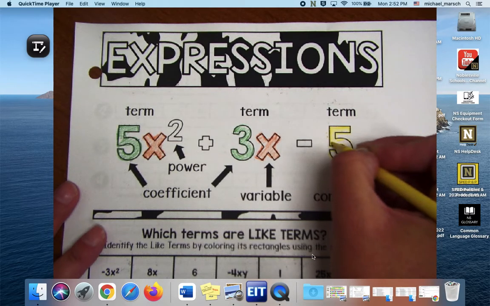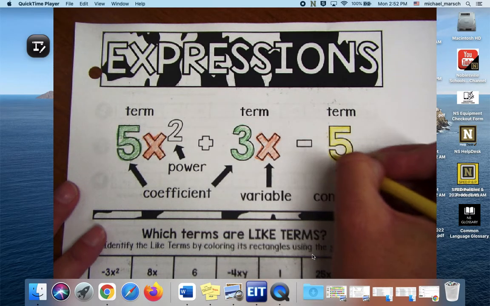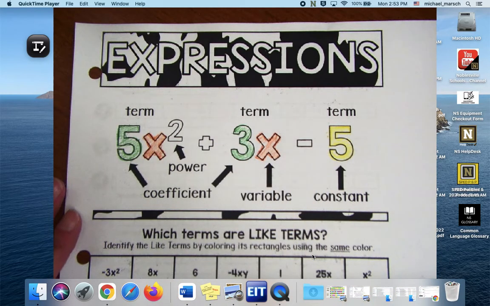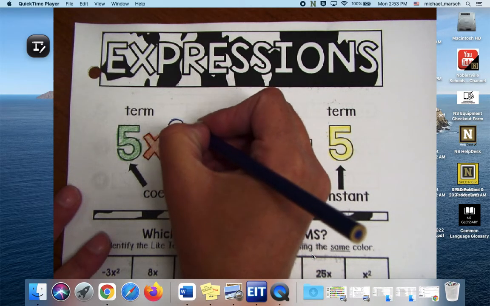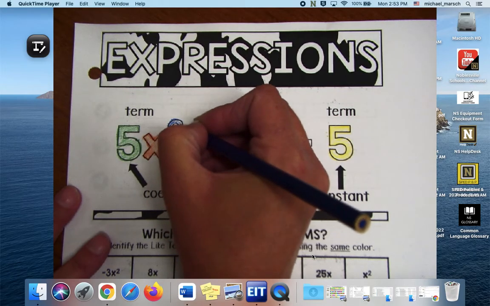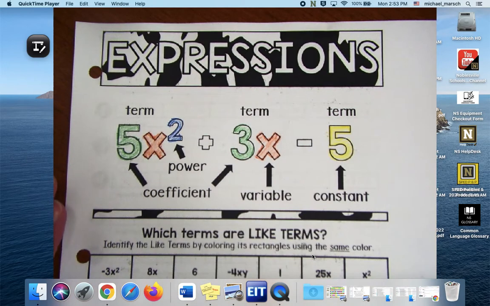Are the X's orange or red? Is that a green? Those are dark green, orange, yellow. This little 2 here is going to be dark blue. The little 2 is dark blue.